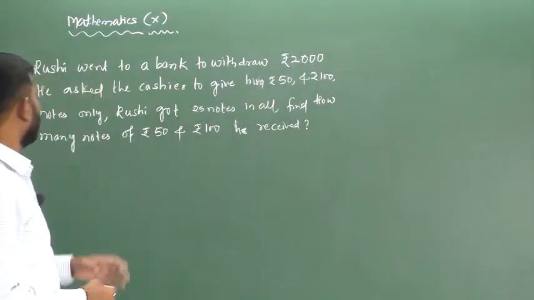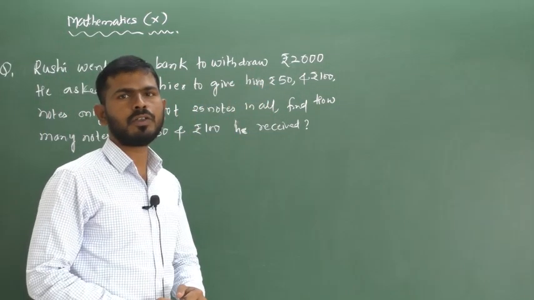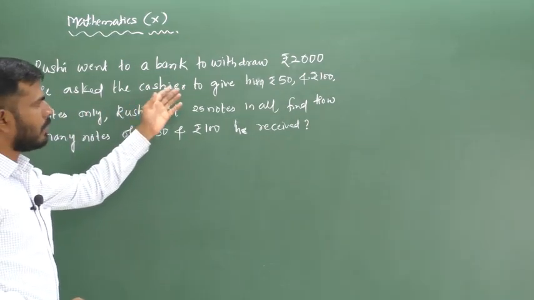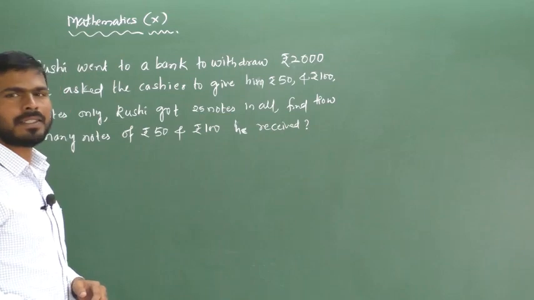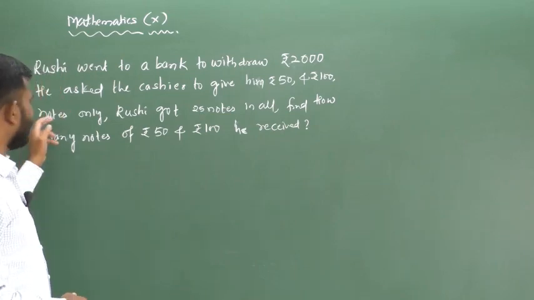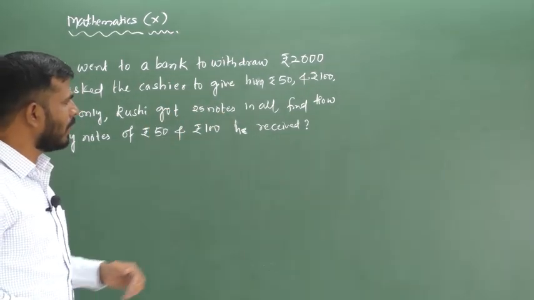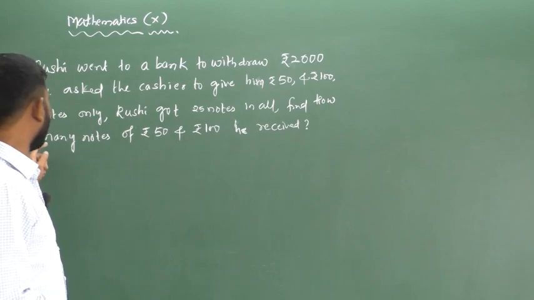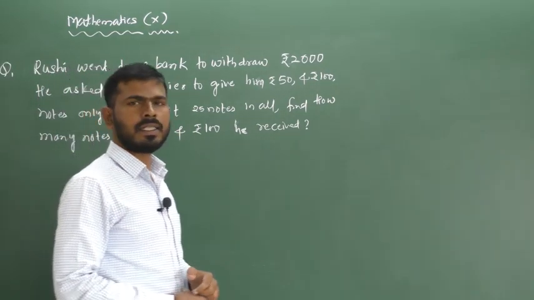Let us see. Rushi went to a bank to withdraw rupees 2000. He asked the cashier to give him rupees 50 and rupees 100 notes only. Rushi got a total of 25 notes in all. We have to find out how many notes of rupees 50 and 100 he received.